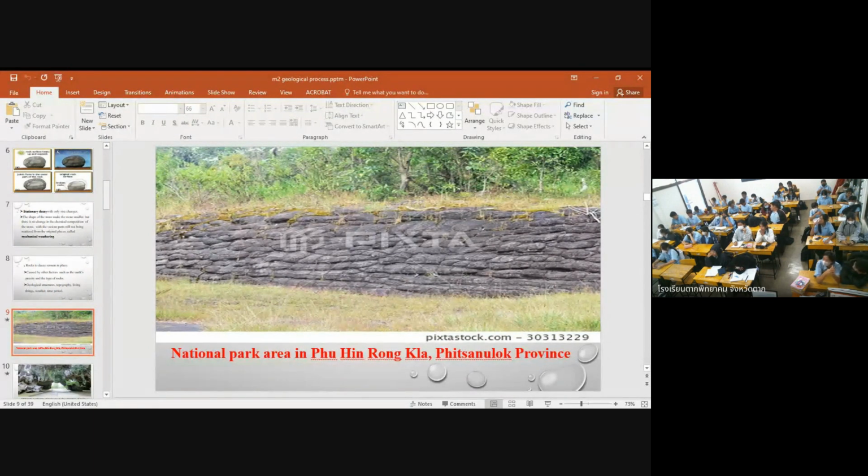Another, have you seen this one in real life, students? Have you seen a rock like this? Not human-made, like natural rocks. Have you seen one in real life, or maybe by some accident seen a rock like this? No. How about this one?